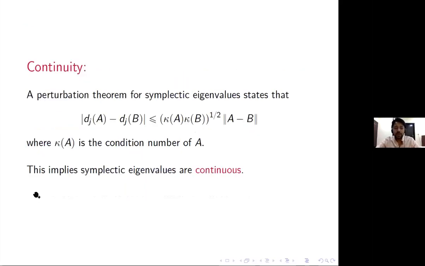Moving on, let's start with the basic property, continuity. There are several perturbation theorems on symplectic eigenvalues. One of them states that given A, B, the modulus of the difference of the jth symplectic eigenvalue of A and B is less than or equal to this quantity, where kappa is the condition number of A. From this perturbation theorem, one can easily see that the symplectic eigenvalue maps are continuous functions.